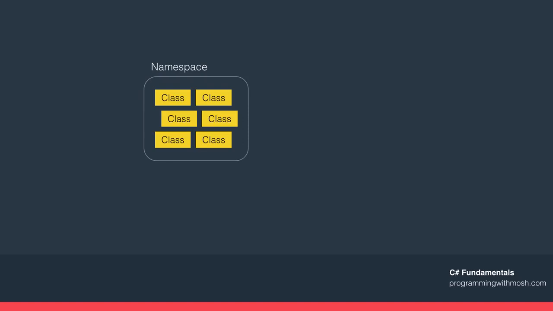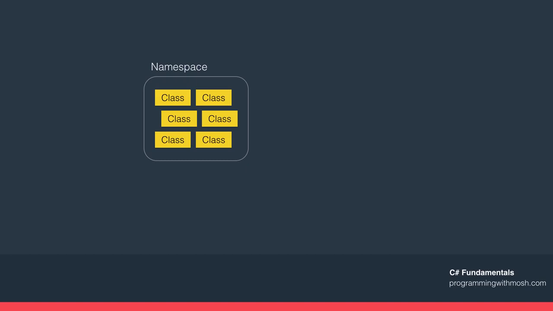For example, in .NET Framework, we have namespaces, each containing tens of related classes. We have namespaces for working with data, like databases. We also have namespaces for working with graphics and images. We have namespaces for working with security.